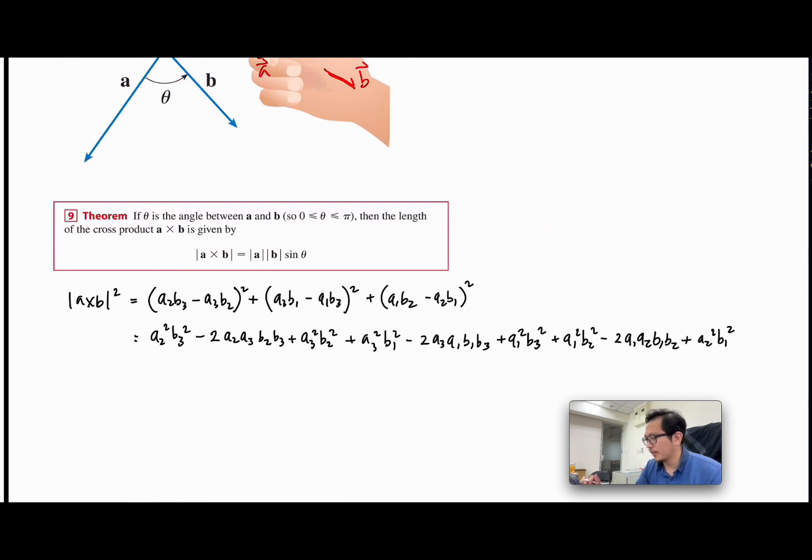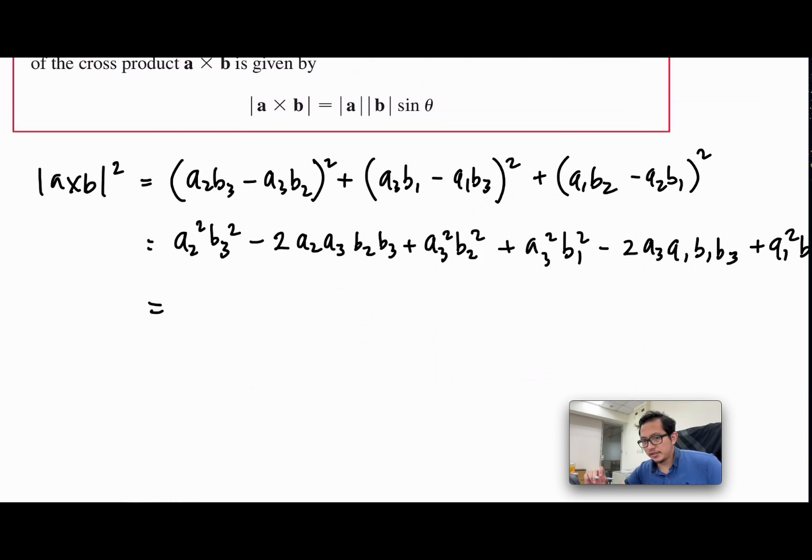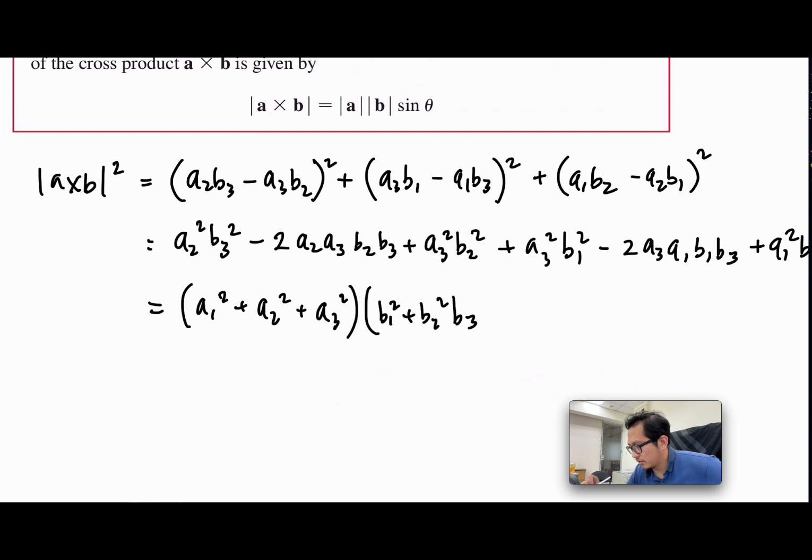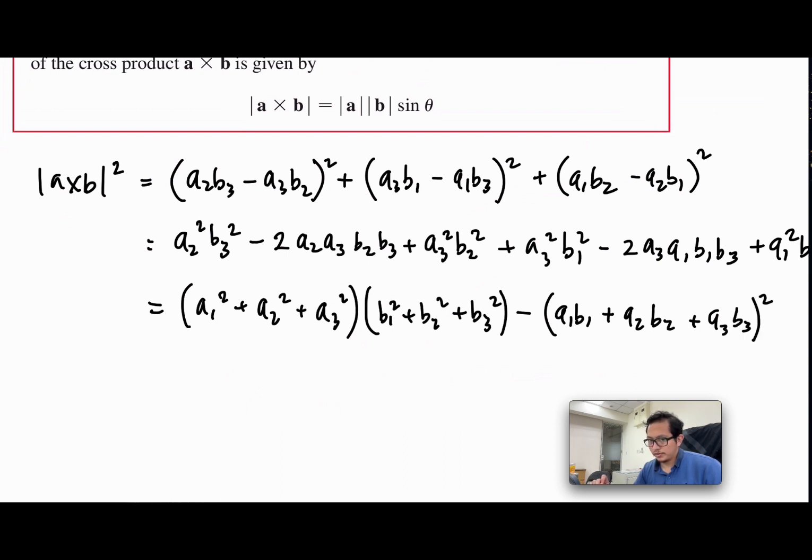And basically we are going to factorize this using some special factorizations using the three components. I will just write the result here. Okay, basically that, and then minus the squared for all this summation. Squared, okay. And simply this is what we called as the magnitude A, magnitude B squared minus, this is going to be the dot product.